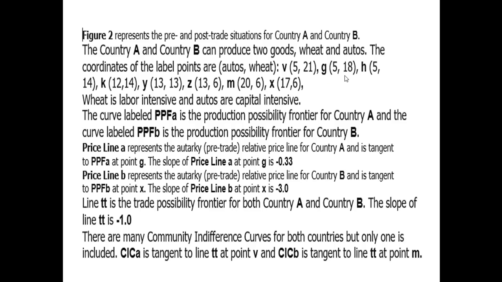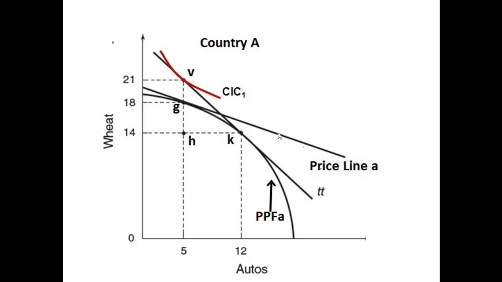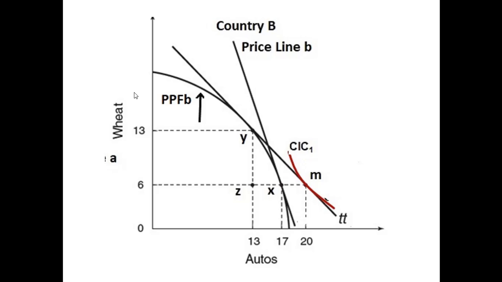So we can see here that at point G, country A produces 5 autos and 18 wheat. At the autarky equilibrium for country B, which is at point X, country B produces 17 autos and 6 units of wheat. And we can see again graphically, for A, 5 autos, 18 units of wheat. And for country B, it's got to be here, which is 17 autos and 6 units of wheat.